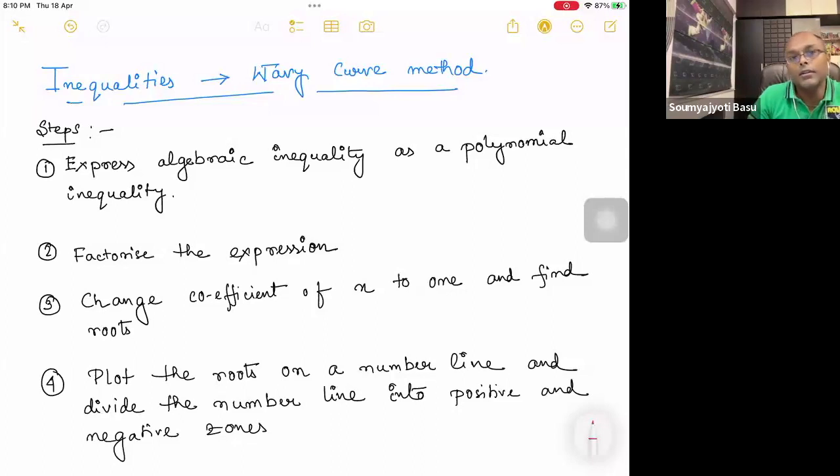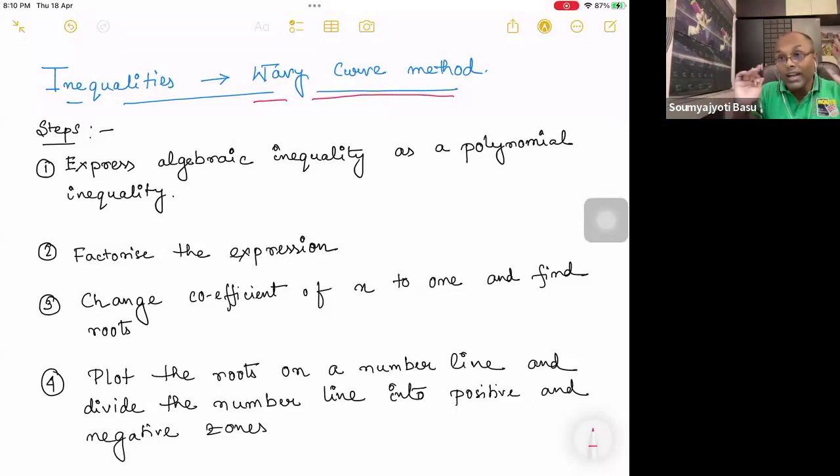Let us now learn the most common and fast problem solving technique for inequalities. The name is quite fancy: the wavy curve method. If you have understood the previous video, where we discussed the shape of polynomial functions in detail and the importance of roots, you would easily connect with each and every step of this method.